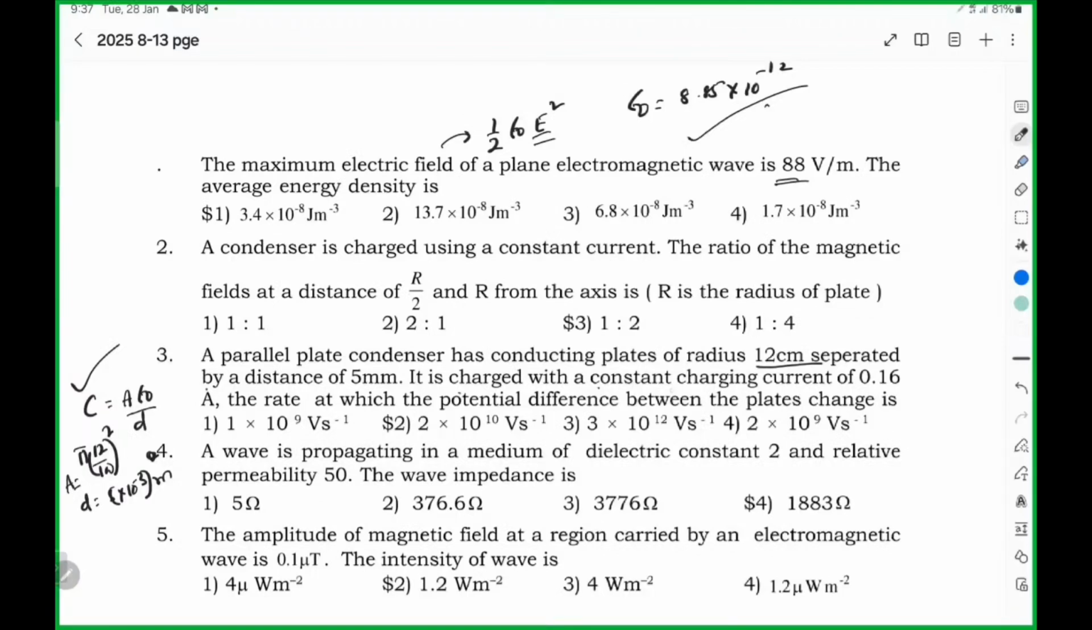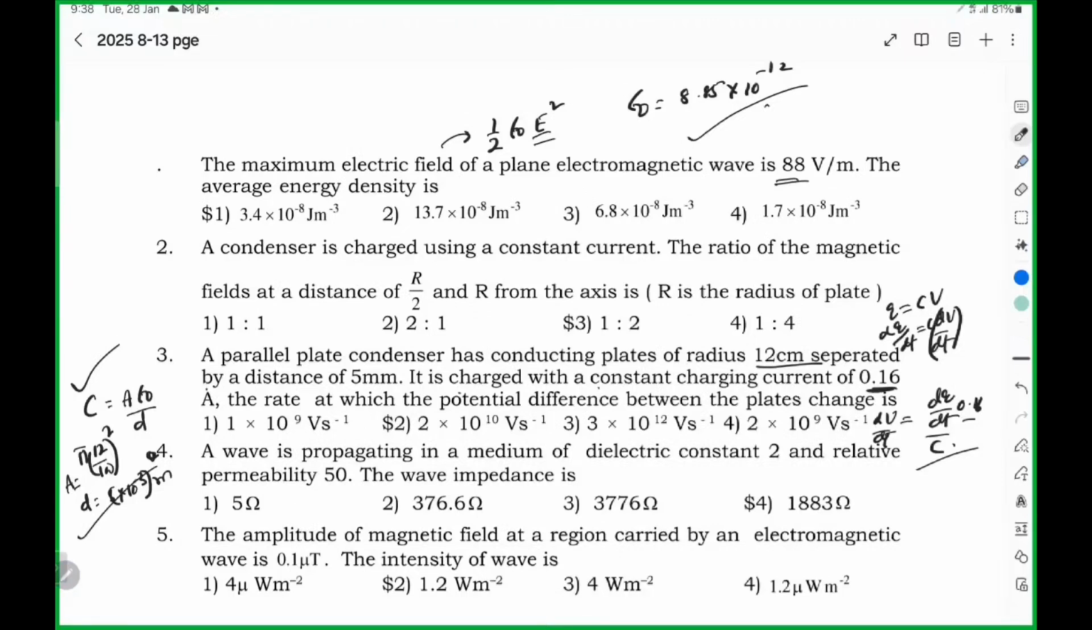It is charged with a constant charging current of 0.16 ampere. The rate at which, Q is CV, so dq by dt will be C dV by dt. He is asking the rate at which potential changes. So dV by dt will be dq by dt by C. The charging current 0.16 is given already. Here you can calculate capacitance and substitute. You'll get the required answer.